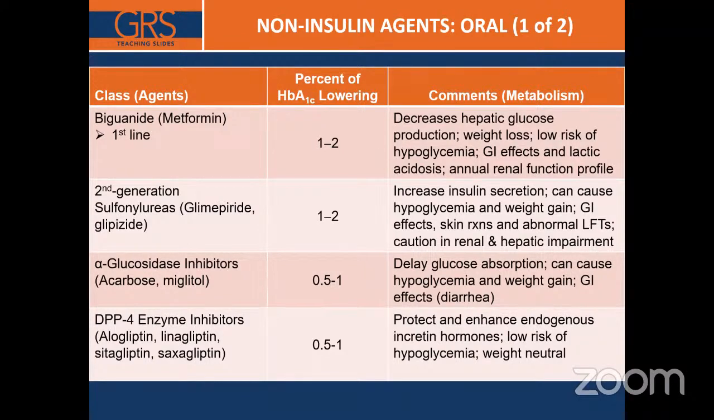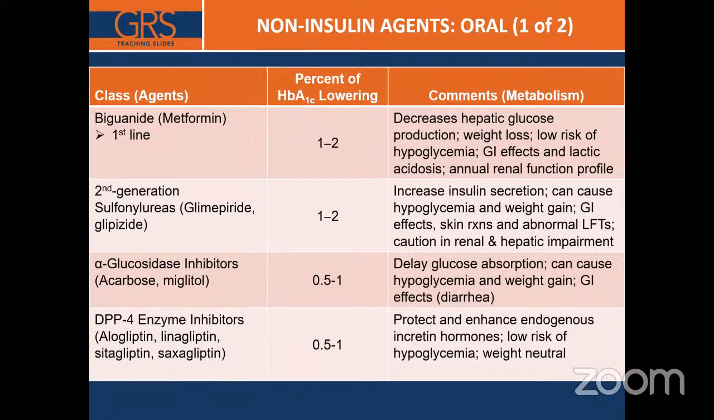The first line therapy is biguanides, which are very well known: metformin. It works by decreasing hepatic glucose production, and it's very popular because it helps in weight loss and has a low risk of hypoglycemia. However, there are some side effects like GI effects and lactic acidosis, and we have to be very careful if somebody has impaired renal function. The second class is sulfonylureas, which work by increasing insulin secretion. However, they can lead to hypoglycemia and weight gain. They have side effects like GI effects or skin reactions, and they can lead to abnormal LFTs. So again, we have to be careful in renal and hepatic impairment.